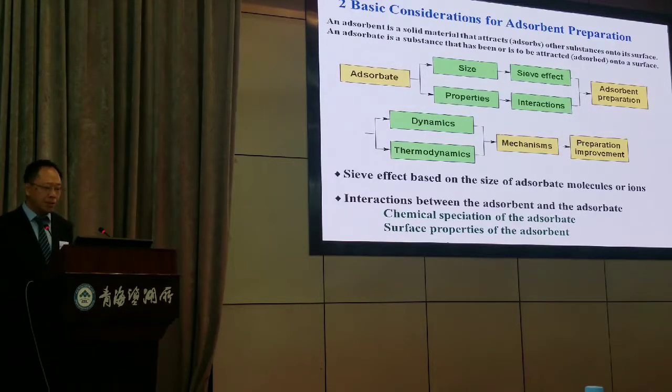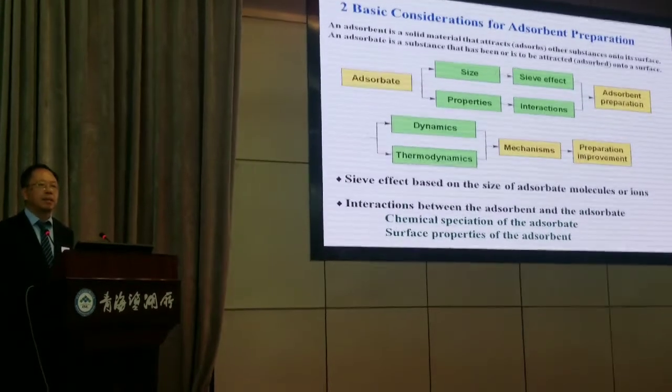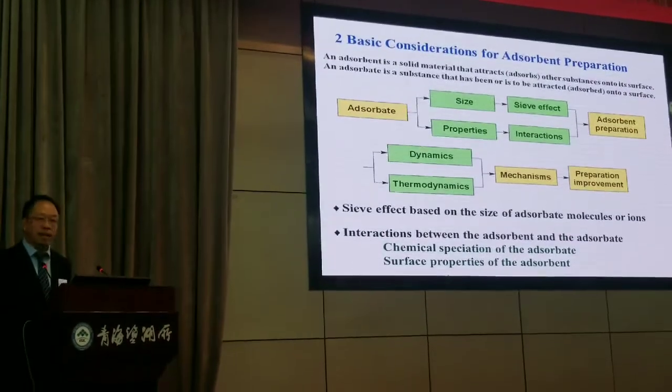Basic consideration for adsorbent preparation. An adsorbent is a solid material that attracts other substances onto its surface. An adsorbate is a substance that is attracted onto the surface. For example, when we use activated carbon to remove an organic pollutant from aqueous solution, the activated carbon is the adsorbent and the organic pollutant is the adsorbate.